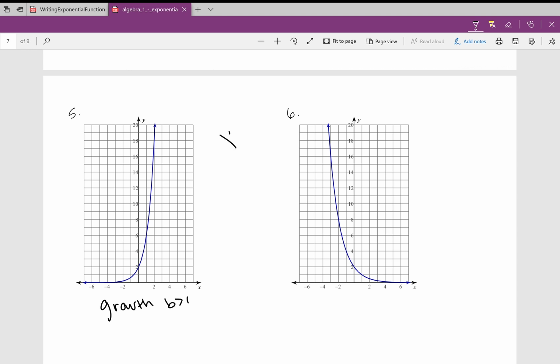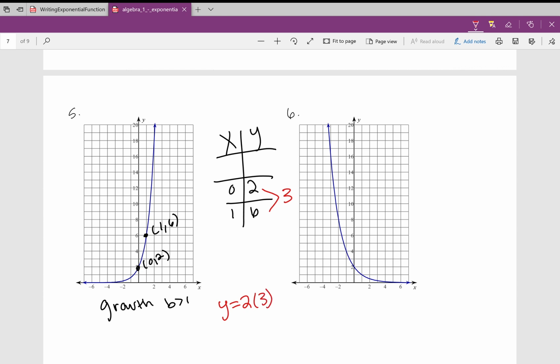And then you should have come over here, created your table, found your y-intercept, which is 0, 2. And then found another point, which you could have used right here, 1, 6. Okay. And then after you found those 2 points, you notice that this was a growth rate of 3 because 2 times 3 gives you 6. So this is y is equal to 2, parentheses 3 to the power of x.